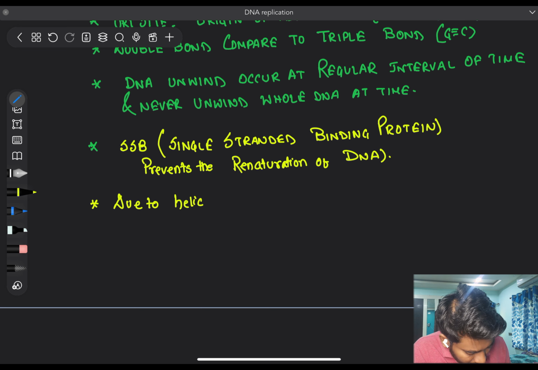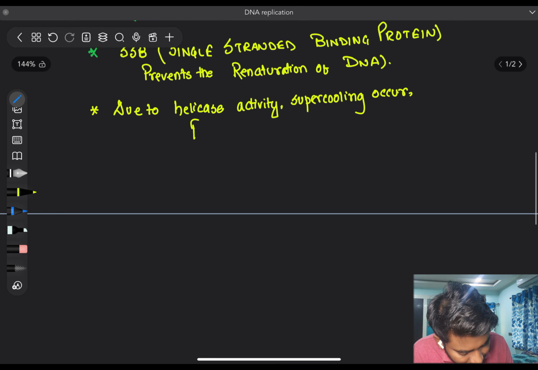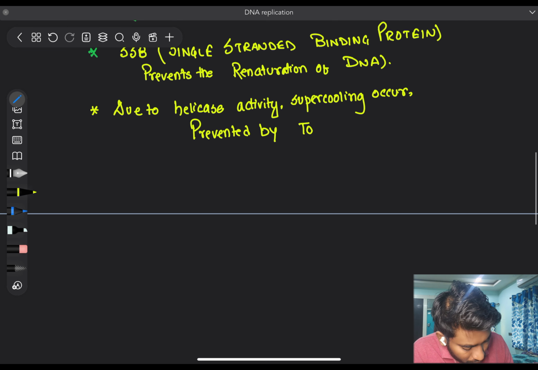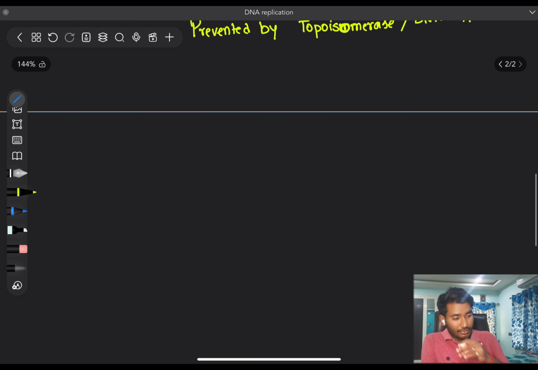Now the next one: due to helicase activity, supercoiling occurs. This is prevented by topoisomerase. It is an enzyme, an isomerase, which prevents supercoiling, along with DNA gyrase. Topoisomerase and DNA gyrase. Now, what happens? Let me draw another figure.